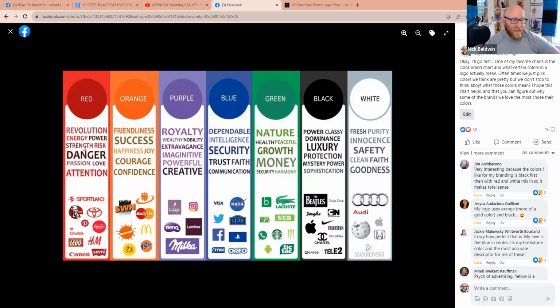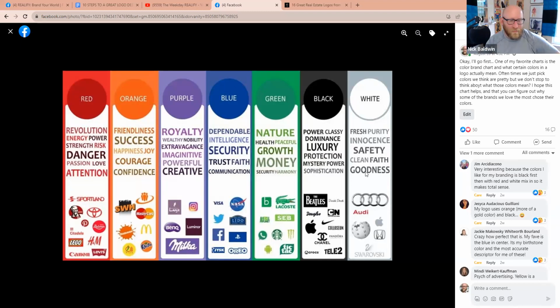So red can be a negative, like danger and risk. Well, risk isn't always a negative, but it can also be positive, like passion. And my mom just texted me her new logo is red and white. So energy, strength, attention, passion, love, and purity, safety, goodness.